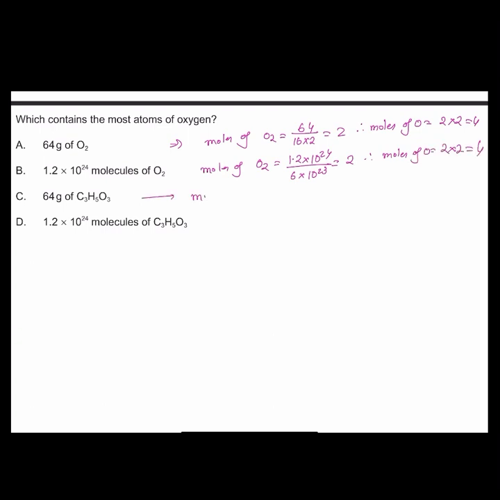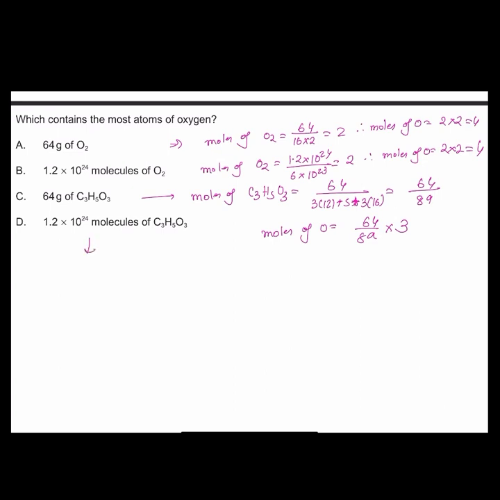In the next one, moles of C3H5O3, sorry, 64 divided by 3 times 12 plus 5 times 1 plus 3 times 16. If I simplify, how much are we getting? 16 times 3 is 48, plus 30 is 78. 78 plus 6 is 84. 84 plus 5 is 89. So the moles of this will be 64 by 89. So from here, moles of oxygen would be 64 by 89 times 3. We'll work on this calculation later on.